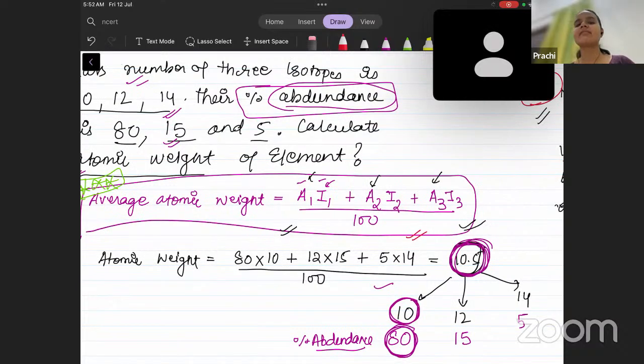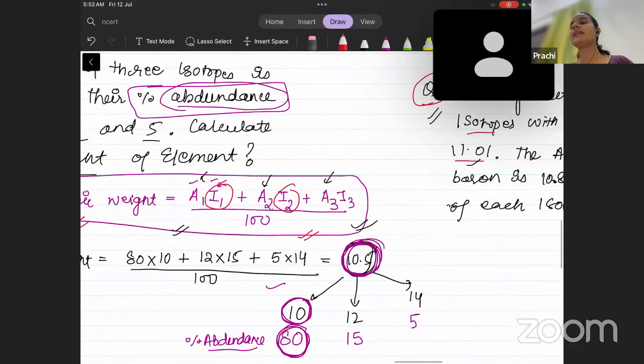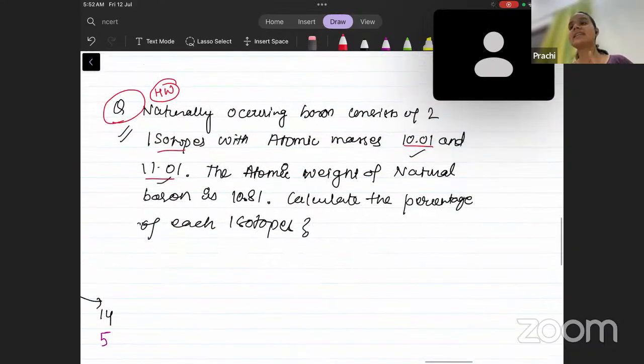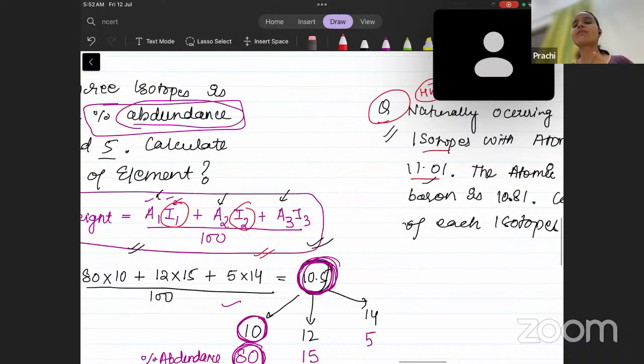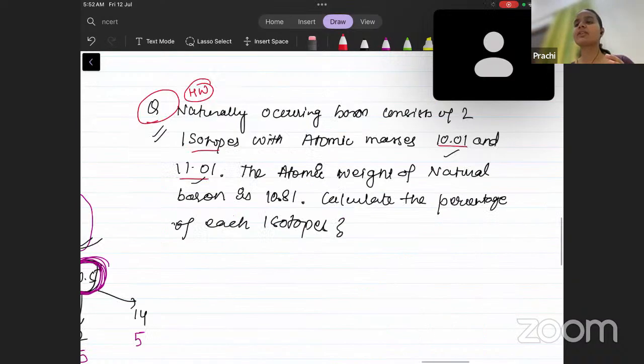So what are the things that we have? We have the average atomic weight, we have the masses of the isotopes. The only thing that you have to calculate is the percentage abundance. Here I wrote for 3 isotopes because in the question the particular element had 3 isotopes, but for this question you just have 2 isotopes. So you'll write the formula for the 2 isotopes and then see what are the things that you know and what it is that you have to calculate.